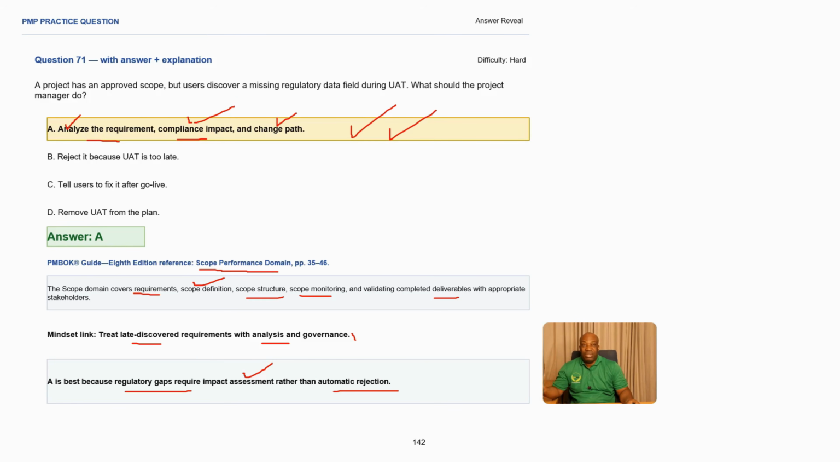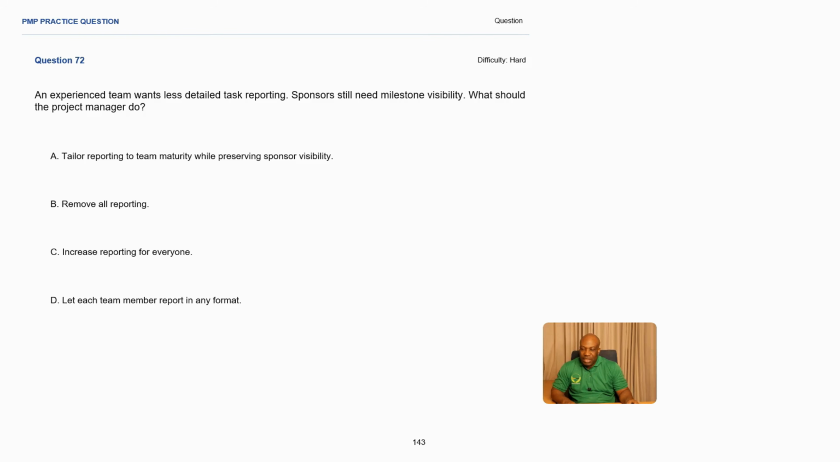In some cases, you cannot reject something that is coming from the regulator, making this A the best answer. So practice question number 72. An experienced team wants less detailed task reporting. Sponsors still need milestone visibility. What should the project manager do?